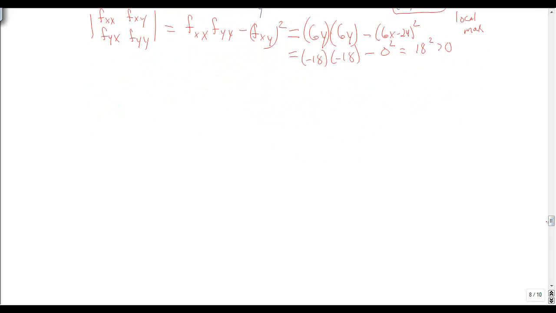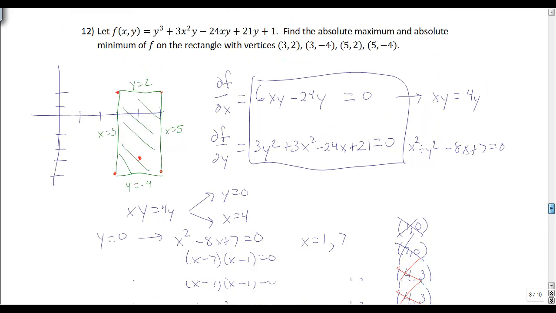Okay, so now we need to go through the context of trying to evaluate this function on these boundaries. So we've got 4 boundaries: y equals 2, x equals 5, y equals negative 4, x equals 3. And what we're going to do is just plug in y equals 2 here and look for critical points as a single variable calculus problem.